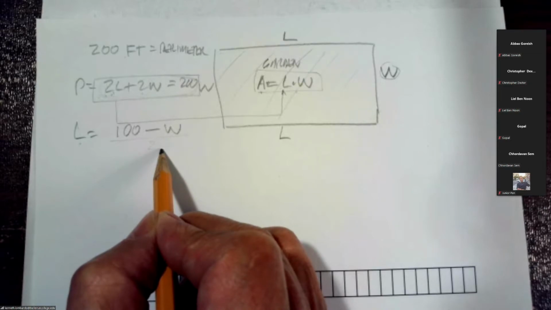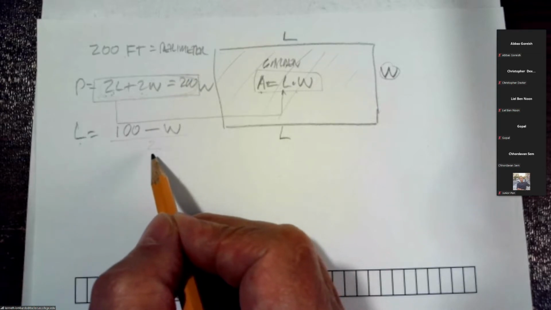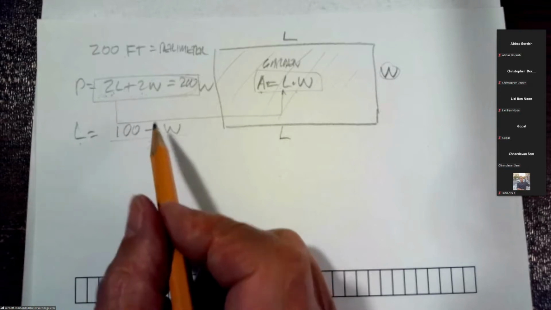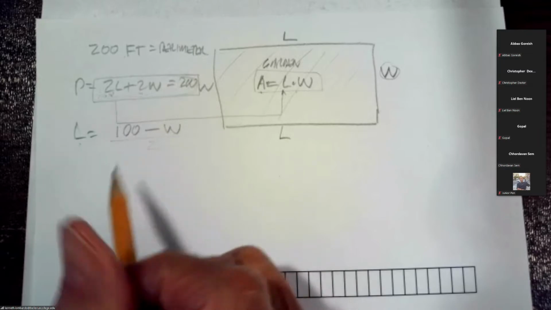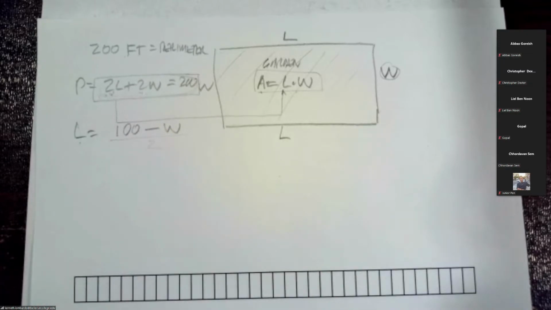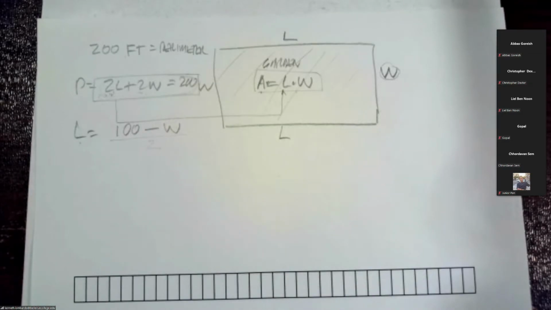I think we can cancel the, oh wait, this is 2L plus 2W, right? That's up here, yes. So that would be L equal 100 minus 2W. Yes, because there's a 2 in front of W. All right, everybody agree?